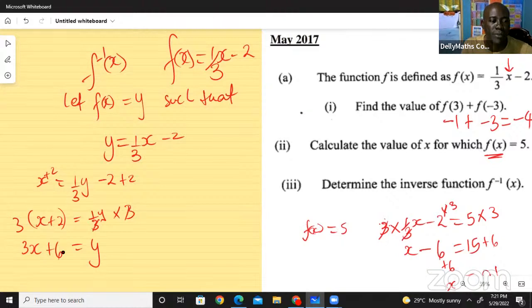When you finish though, please write back what they had asked. The inverse of f of x is 3x plus 6. All right. So that's one way.